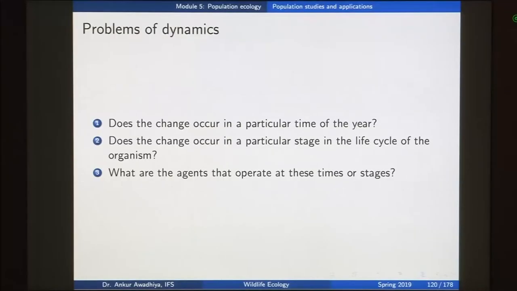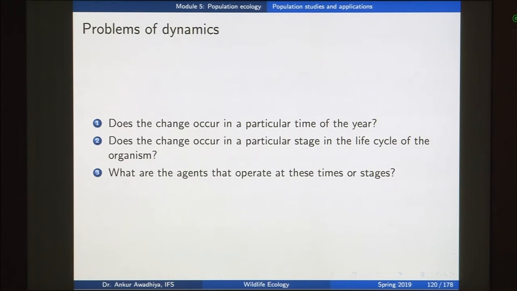The first one is, you will ask the question, does the change occur in a particular time of the year? So, for instance, if we are talking about the whales that are there in the ocean, we can ask the question, when do these animals breed, when do they have the young ones, and when is the time when they are getting poached? So, are these things having some amount of temporal distribution? So, you have births only in a fixed season, probably you have poaching only in a fixed season. So, this is the first question that you will ask.